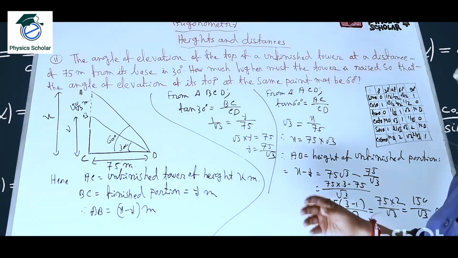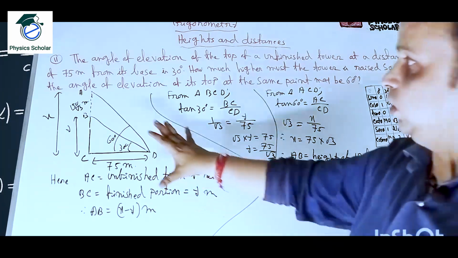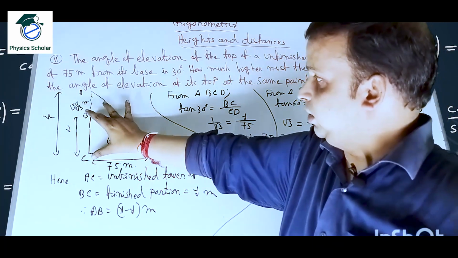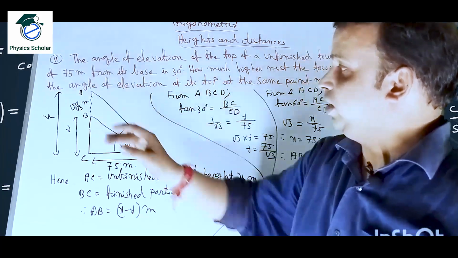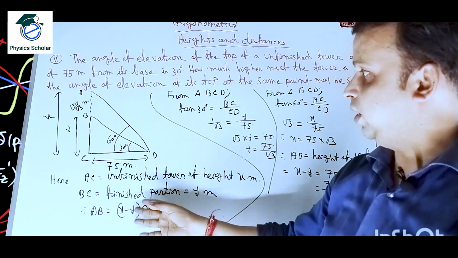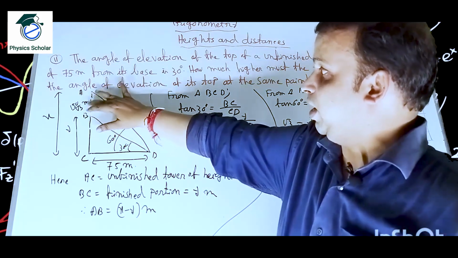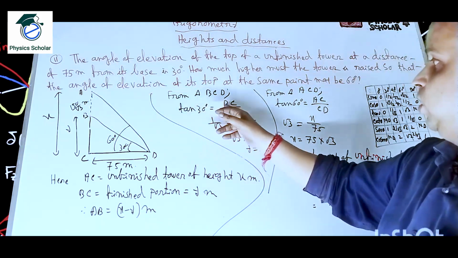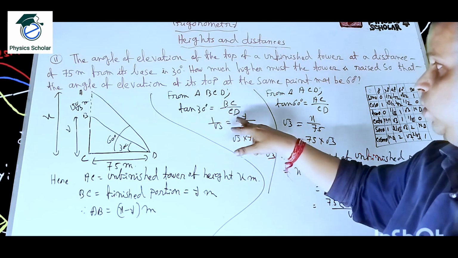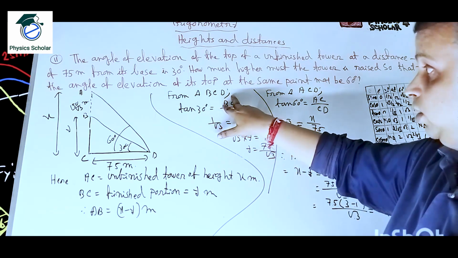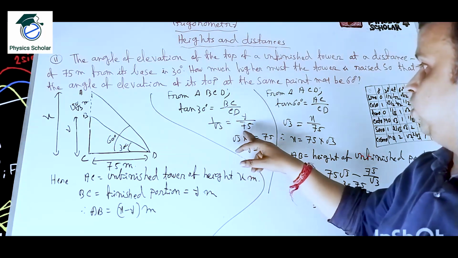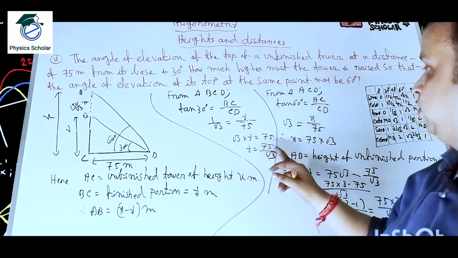Clear? So the total height of the tower is x. Okay, and this is the finished portion. So this will be x minus y. Okay. So that is the AB, the height of the unfinished portion. So tan 30 is equal to BC by CD. 1 by root 3 is equal to BC, which means y, the height of the finished portion, divided by 75. Okay, so root 3 into y is equal to 75. y is equal to 75 by root 3.